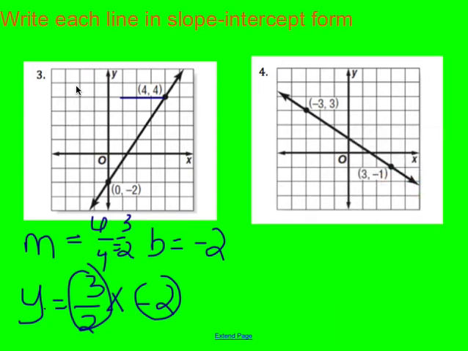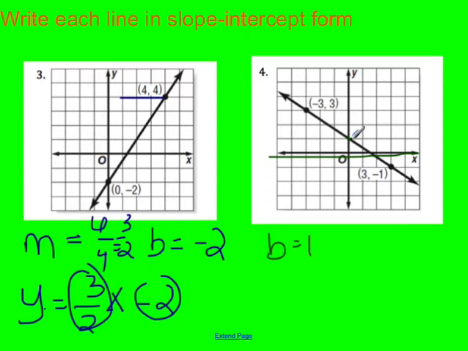So for number 4, I want to figure out first where I'm crossing the y-axis. Even though it's not a labeled point, I can see that I'm crossing the y-axis at a +1. Here's my x-axis. I'm going up 1 on the y-axis, so my y-intercept is 1. Now I want to calculate out the slope.